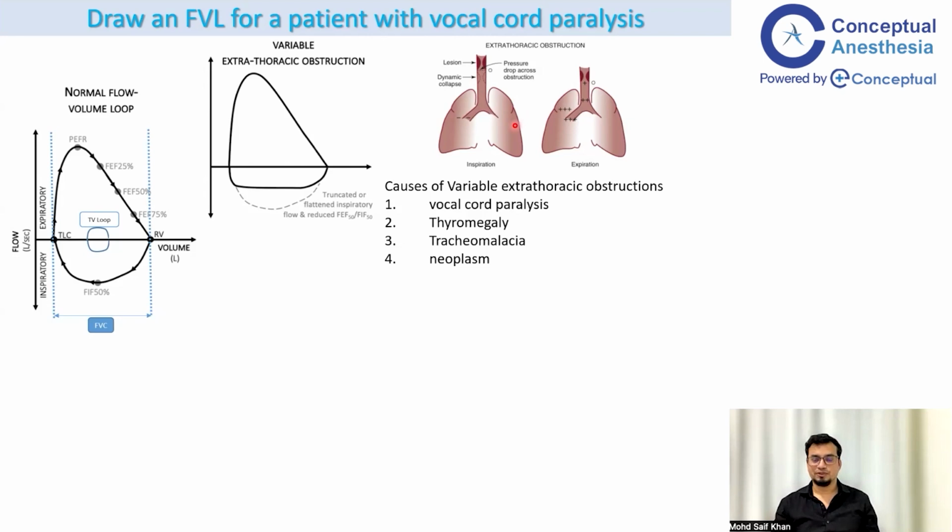So this is how it is. If you read the physiology, you will be more clear. But this is like this. Post obstruction, there will be a drop in the pressure and there will be collapse of the airway. So that is your variable extrathoracic obstruction.